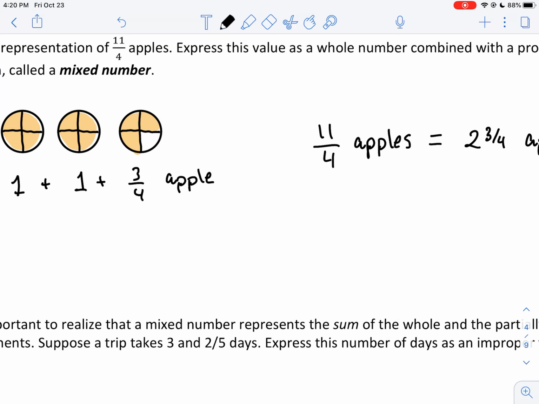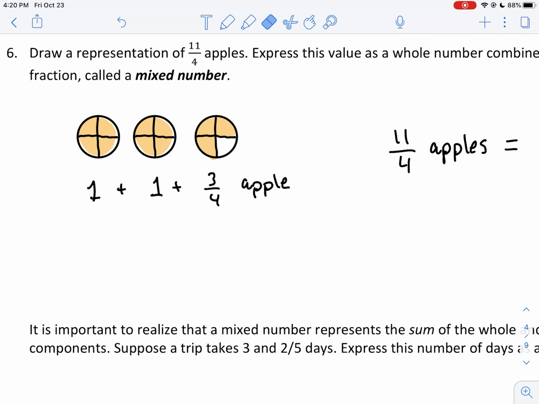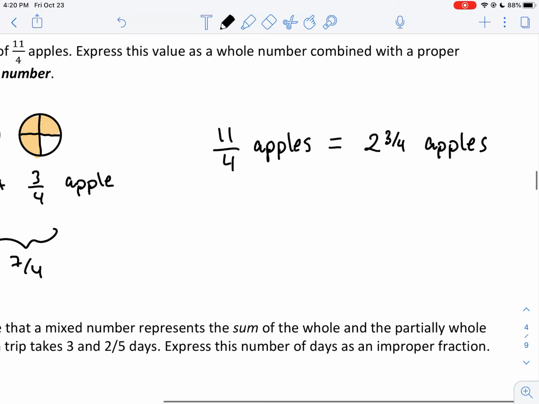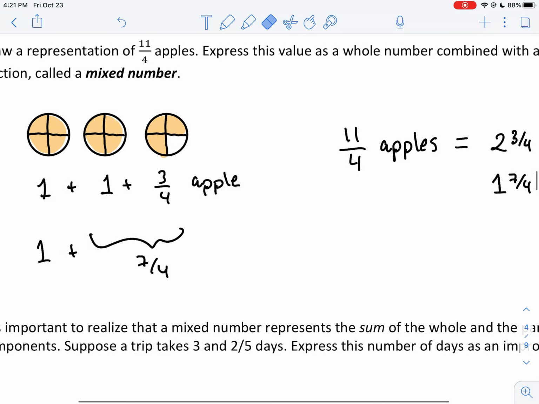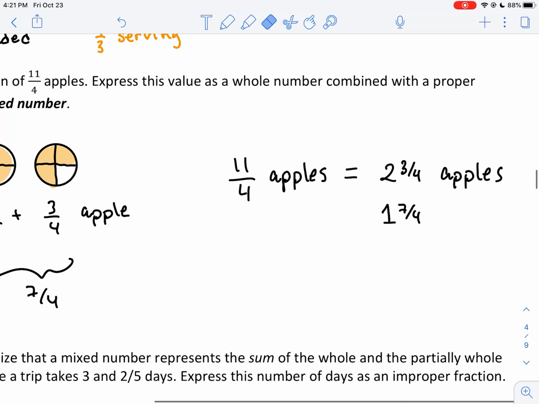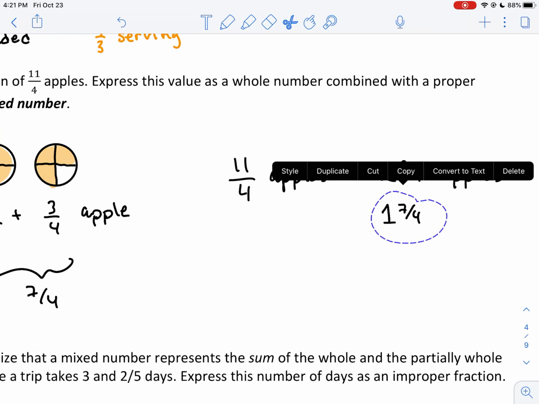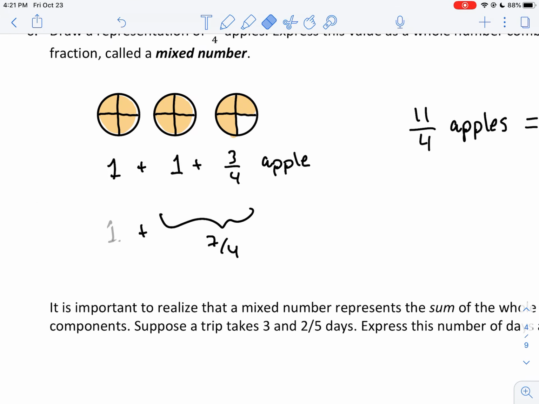Because technically you could also say the following. Instead of saying it's 1 plus 1 plus 3/4, we could have said it's 1 plus, and then the rest of it was 7/4. So I could make another mixed number, say it's 1 7/4 apples. But this is generally not the acceptable way of writing a mixed number, because the fraction that's involved is still improper. It's not proper yet. So if we make sure that that fraction is a proper fraction, then we have what's considered to be a mixed number. So let's not go that route.